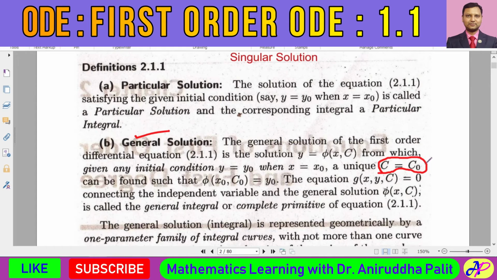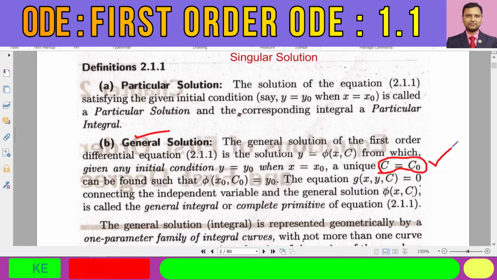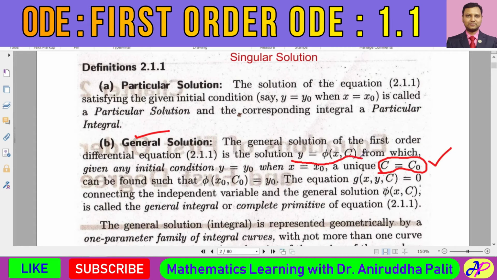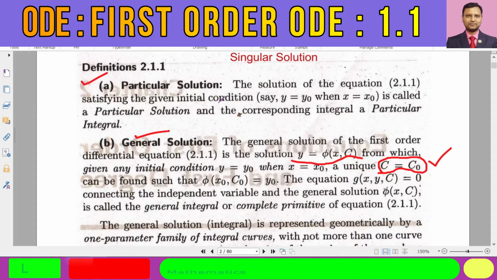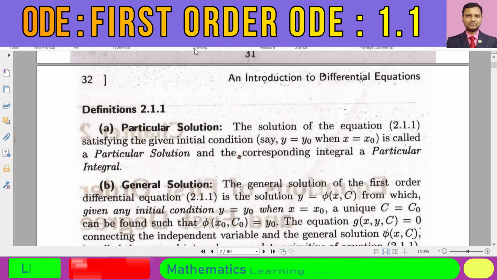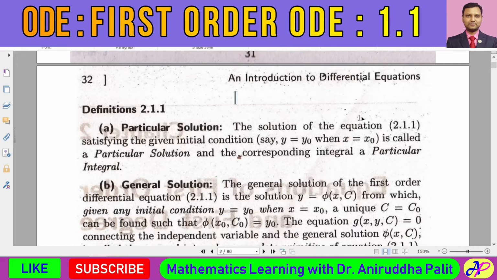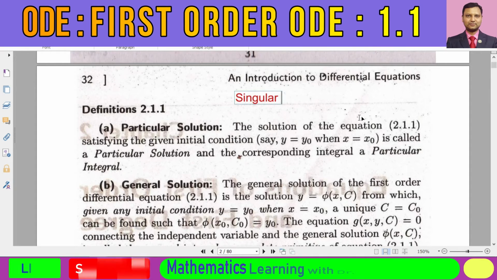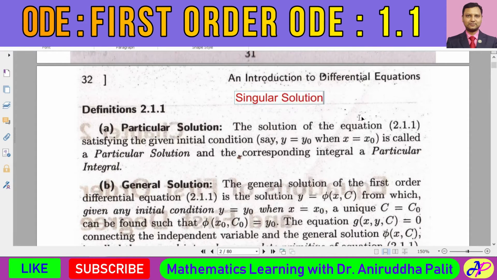Because if you put c is equal to c0 in this general solution, we will get a particular solution. But apart from this kind of particular solution, we have one more category of solution, that is called singular solution. Now, how to compute this singular solution? Does the singular solution exist for each and every differential equation? Answer is no. All the differential equations do not have singular solutions.